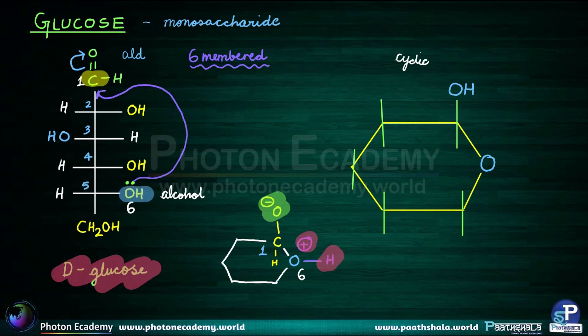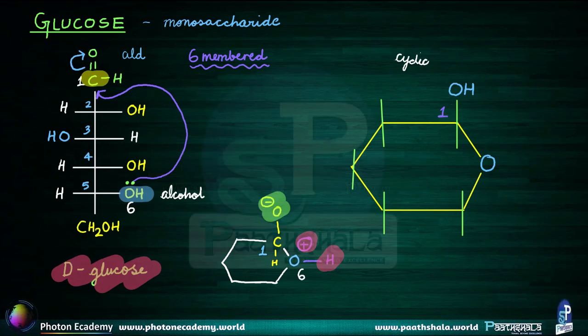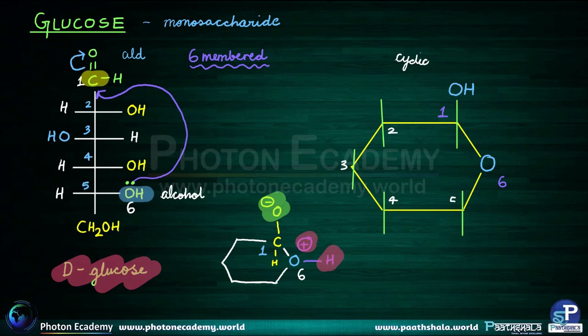Now, I start looking out for the numbering. I know that this was my first carbon and this oxygen was the sixth atom of my six-membered ring. So now I can name the rest of the carbons and give them numbers. So I get this second, this was my third, this was my fourth, and this was my fifth. Now, why am I doing this? Because now I'm gonna make my structure come from the left side to the right side, and this numbering is gonna be very, very helpful.